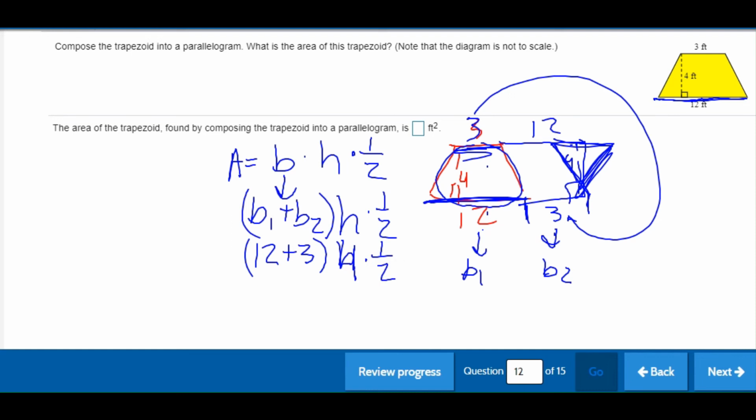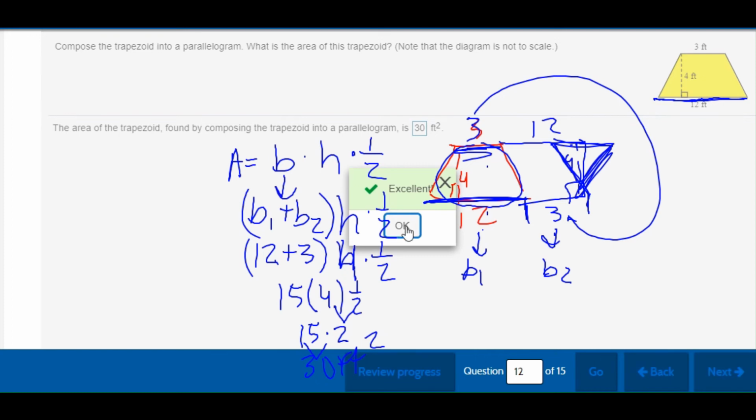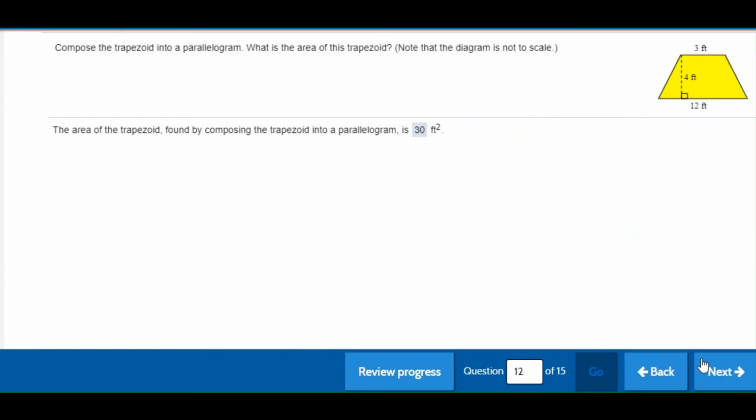Parentheses goes first in the order of operations. 12 plus 3 is 15 times 4 times 1/2. I'm going to take half of 4 first, which is 2, times 15, which is 30 feet squared. This is so easy if you understand what's going on. So I'm going to put that answer into the formula, which is 30, and then I'm going to go to the next question. You will see plenty of these.